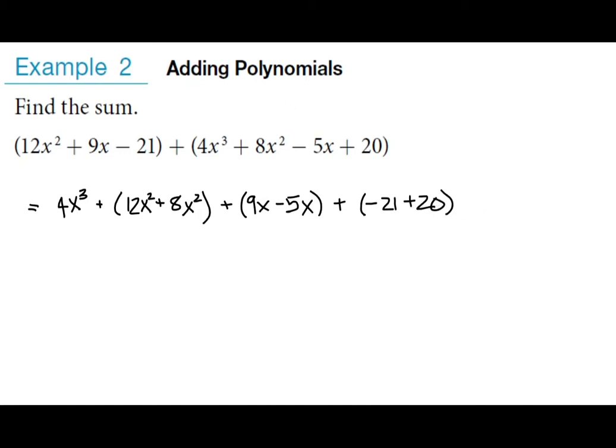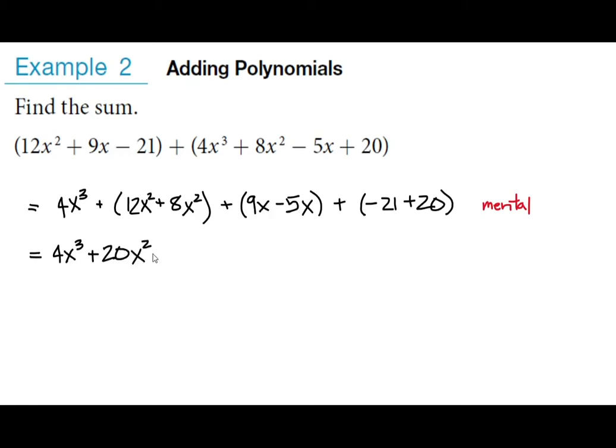Now, this would very often be performed as a mental step, but when we're first talking about things, I think it's good for me to write it out. Be sure to connect your expressions with equal signs, so don't just leave it blank. That's not good mathematical notation. So here I have 4x cubed plus 12 and 8 is 20, x squared.